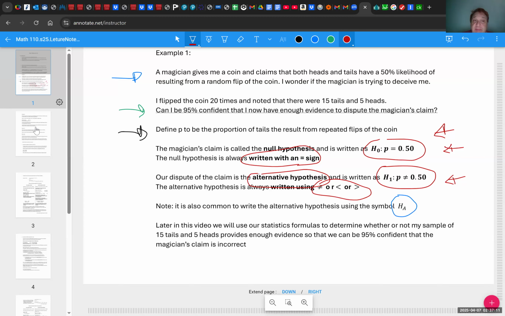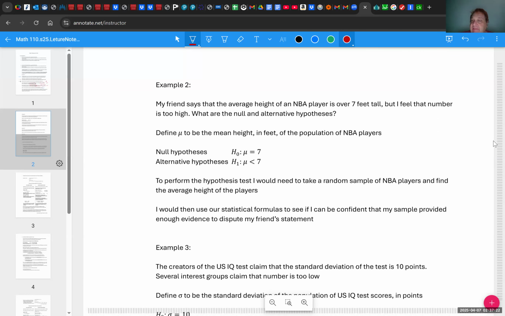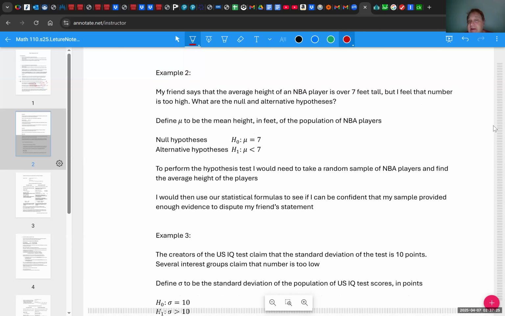All right, let's do a couple more examples. That was an example with a proportion. The claim was the proportion was 50%, and we said, nah, we don't think so. Here's a second example. Suppose I have a friend, and my friend says that the average height of an NBA, that's a basketball player, is over 7 feet tall. But I feel that number is too high. I know there are definitely lots of players over 7 feet, but for the average to be over 7 feet, I'm wondering if that claim is actually incorrect.